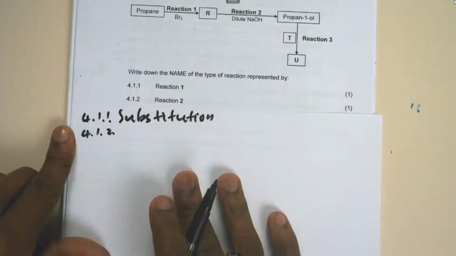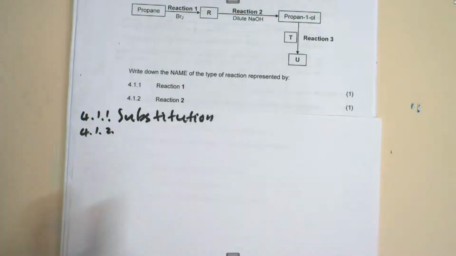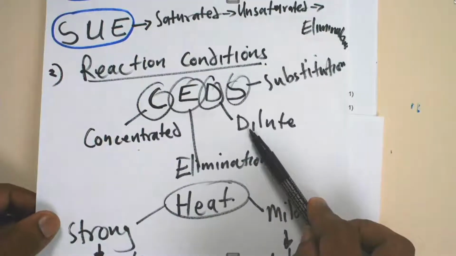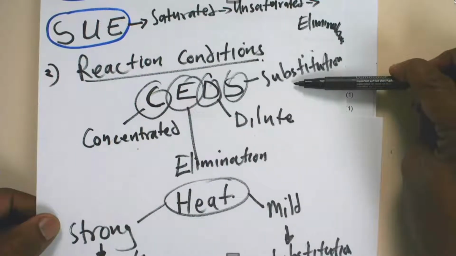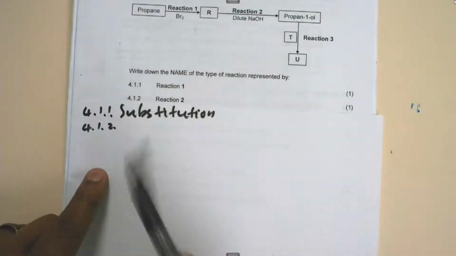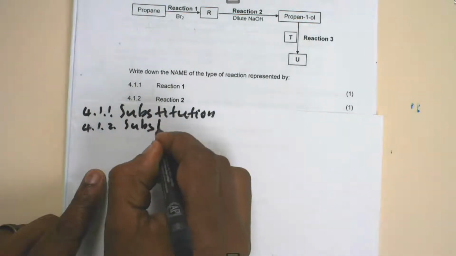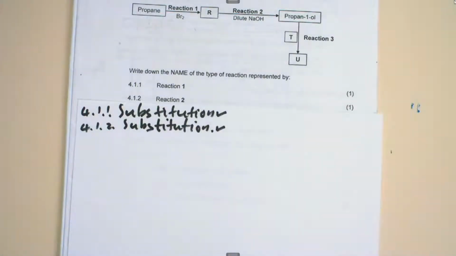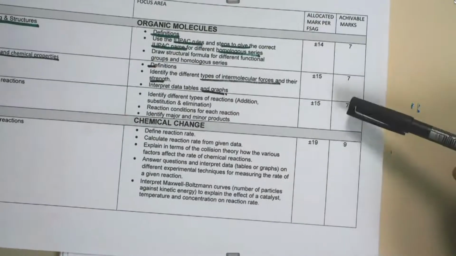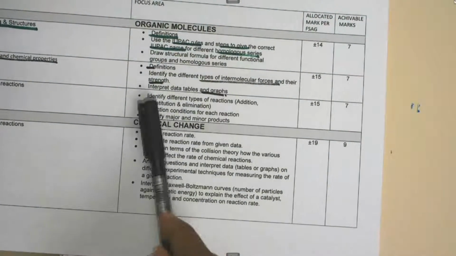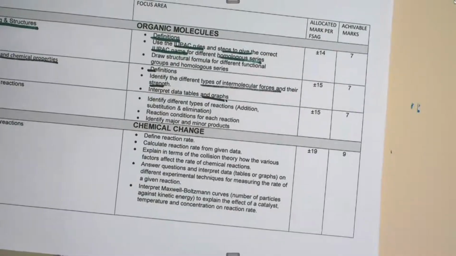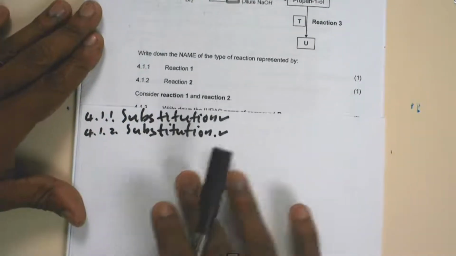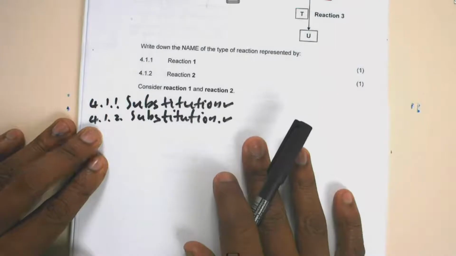4.1.2, we also need to identify reaction 2. The only way of identifying reaction 2: we are starting with dilute sodium hydroxide. Dilute is associated with substitution. So it must also be another substitution, of course. Easy marks. So we already have 2, and remember the idea is to get around 7 marks. So we have identified different types of reaction: substitution, substitution, addition, as well as elimination. Then we further go on and say consider reaction R1 and R2.